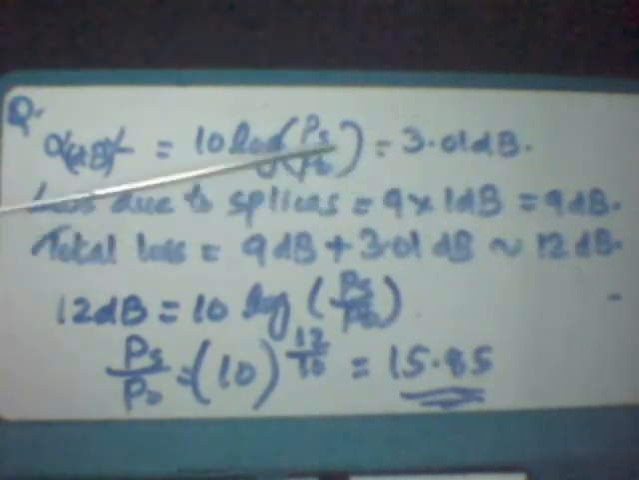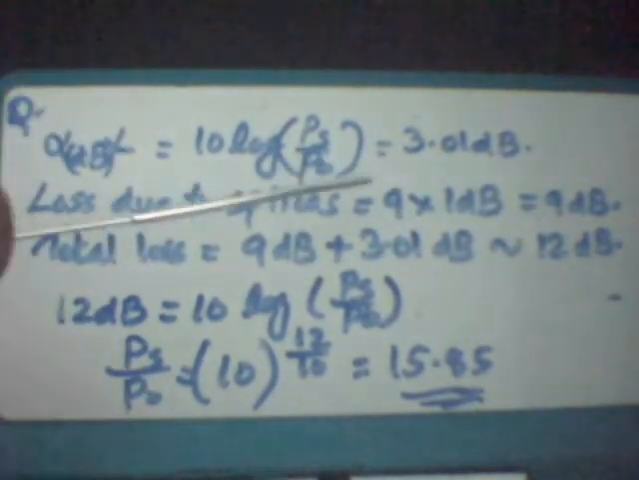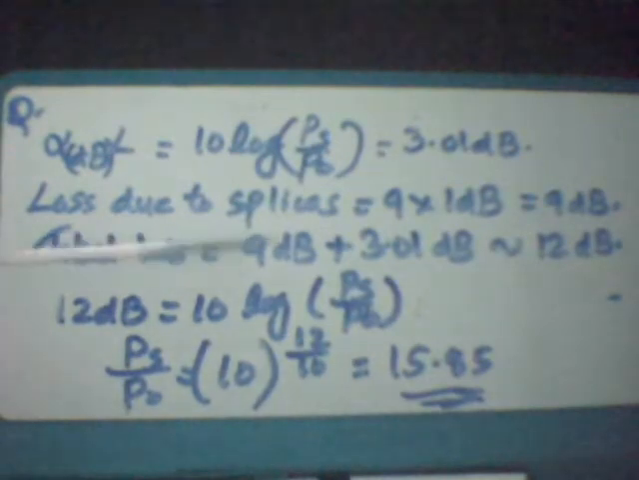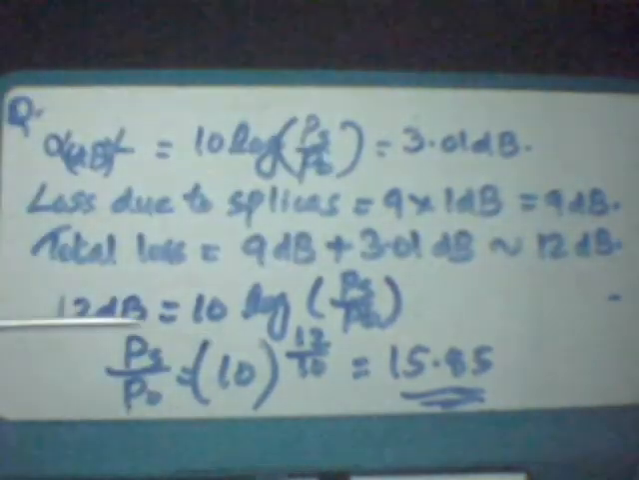And loss due to splices: there are 9 splices, each spaced 2 km apart, and each splice contributes 1 dB of loss. So the total loss is 9 dB. So the overall loss will be 9 dB plus 3.01 dB, which is approximately 12 dB.